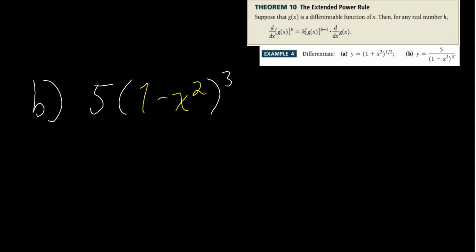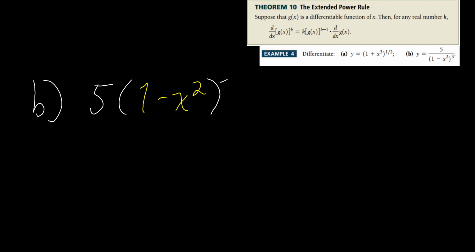Again, same procedure. I'm just taking this 3, putting it right here. 3 times 5 is 15. This 3 goes down to a 2. So I'm going to have 15 and 1 minus x squared. And that 3 goes down to, oh, I messed up. Yep, that was an error there. Let's see where I've messed up.